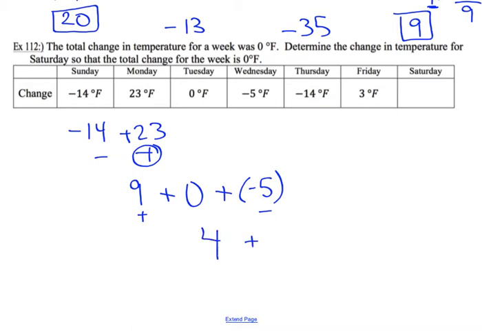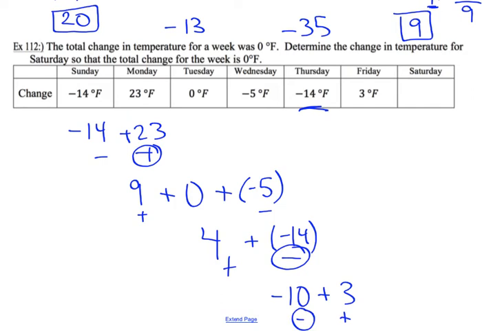Then we're going to add negative 14. That's the next day. And in this case, negatives and positives, the negatives win because 14 is bigger. 14 minus 4 is 10, so the answer here at this point is negative 10, plus 3. Now, at this point, we've got a negative and a positive. The negatives win because negative 10 is bigger, 10 is bigger than 3. So the negatives win. 10 minus 3 is 7, and it was negative.